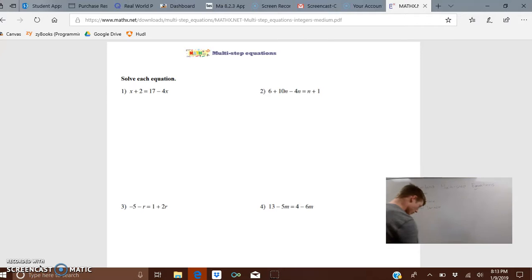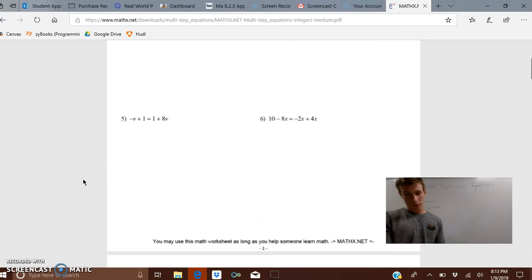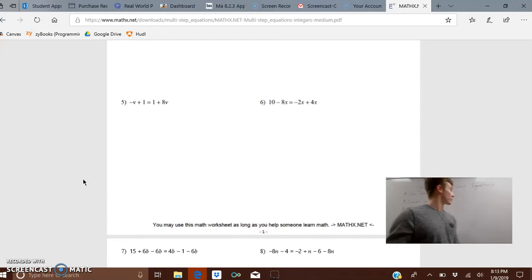One more. Last one. Number 5. Actually, we're going to skip to number 6. Number 6. We have 10 minus 8x equals negative 2x plus 4x.